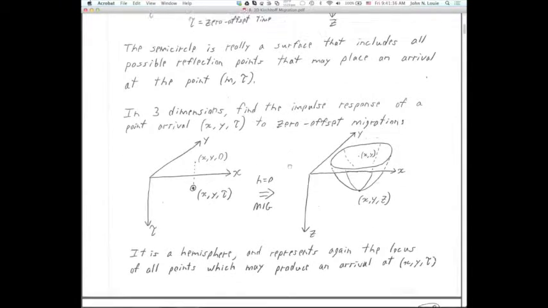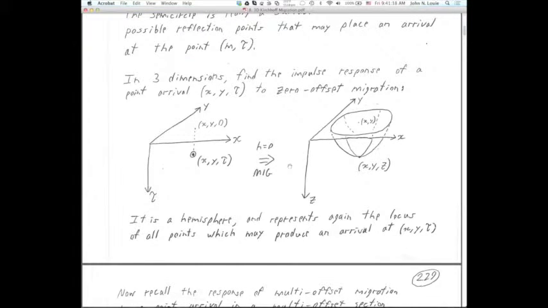Okay. So in three dimensions, okay, again, let's think still about zero offset data. All right. Let's find the impulse response of a point arrival in a 3D zero offset data set. Okay, so maybe this is a 3D chirp survey. Okay.